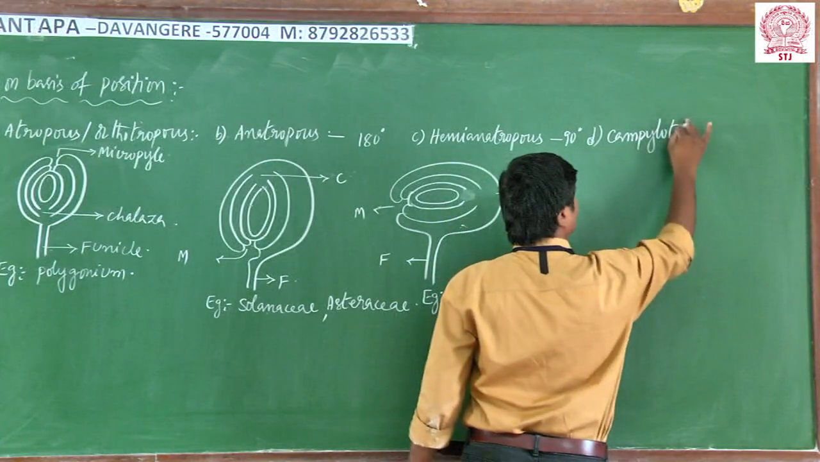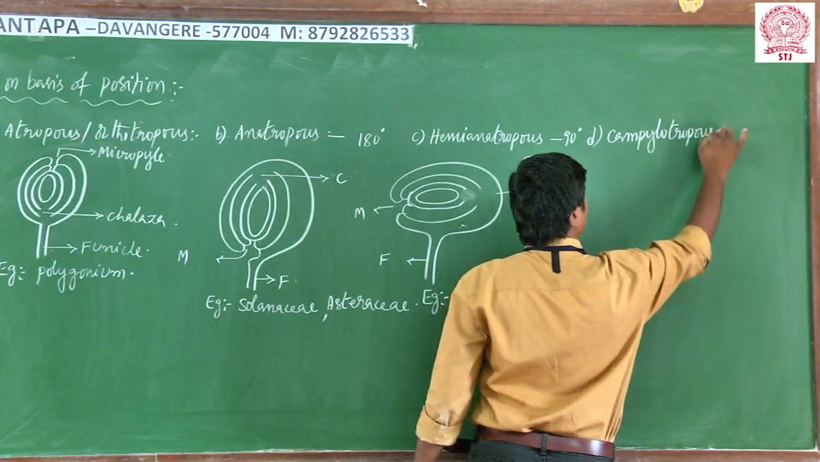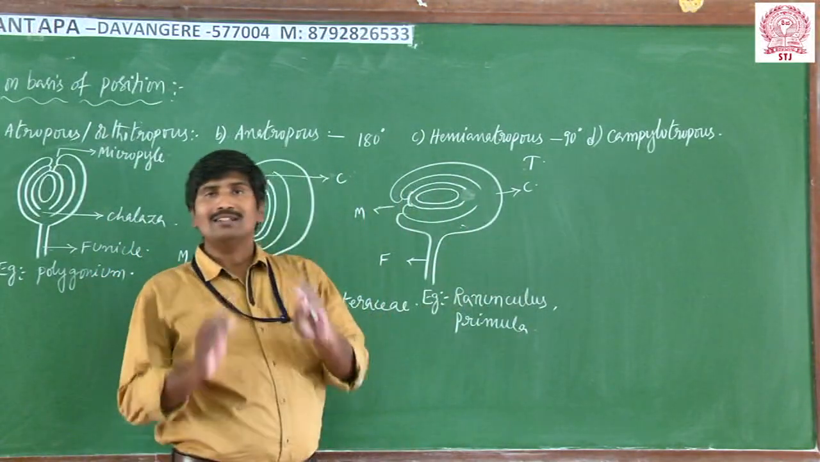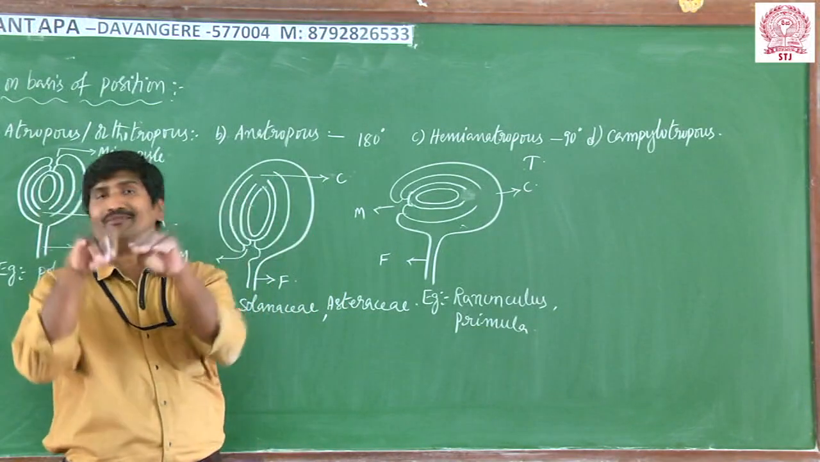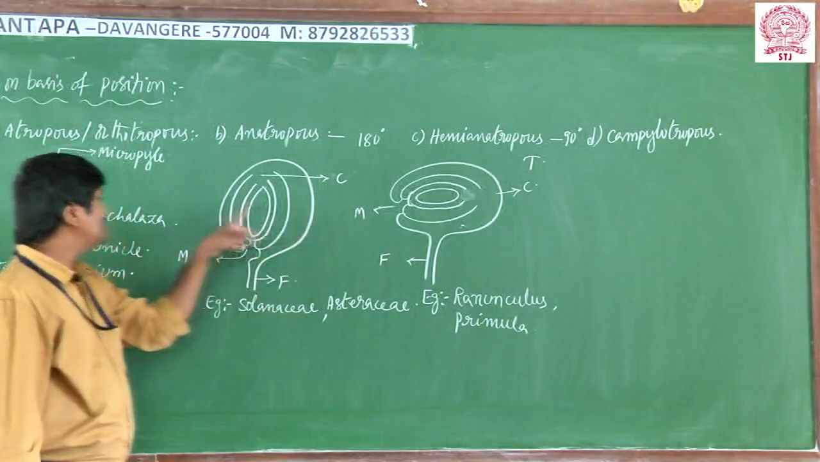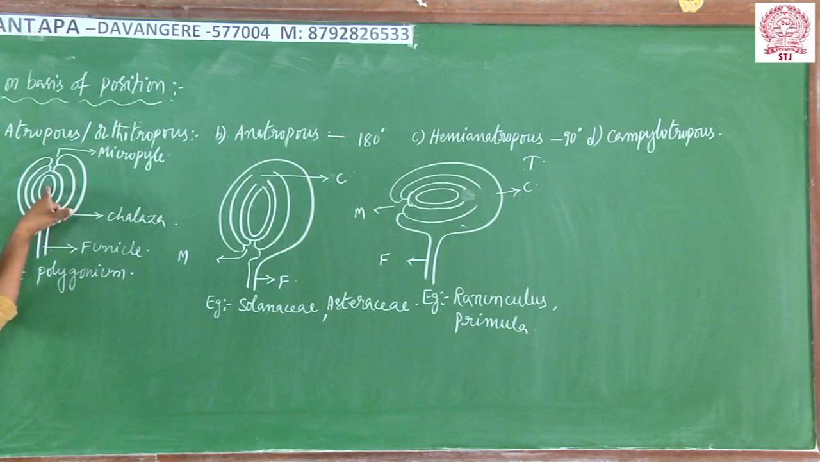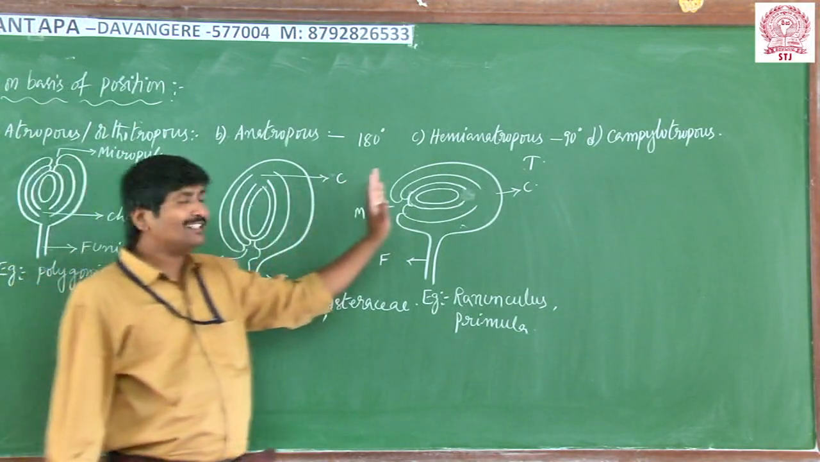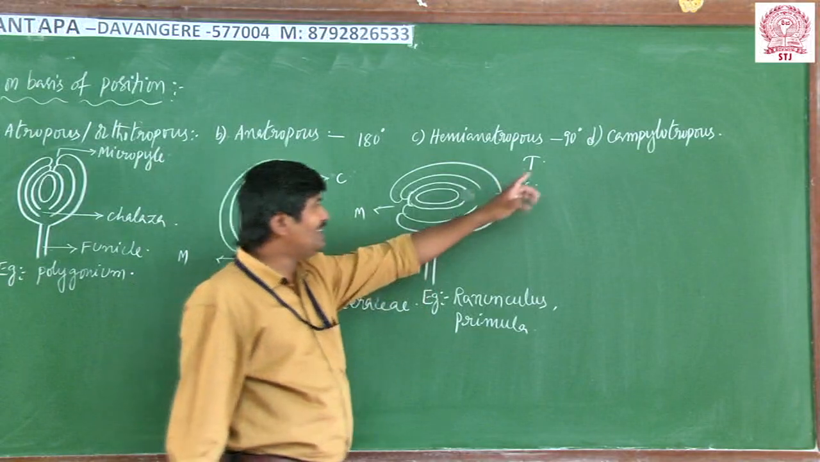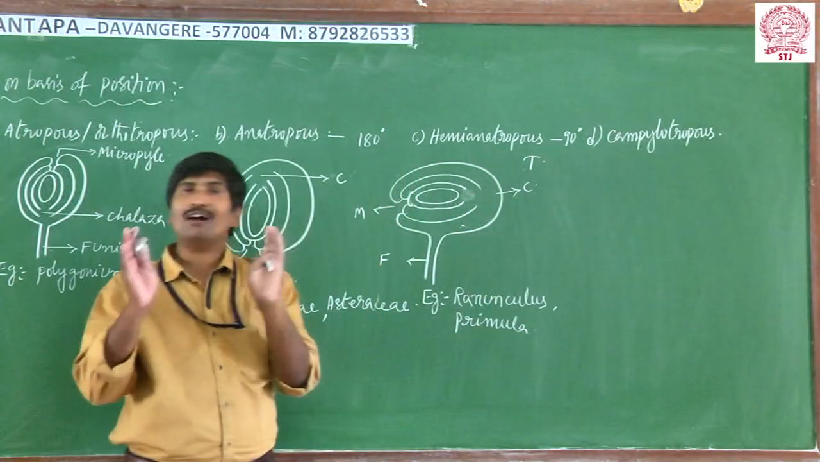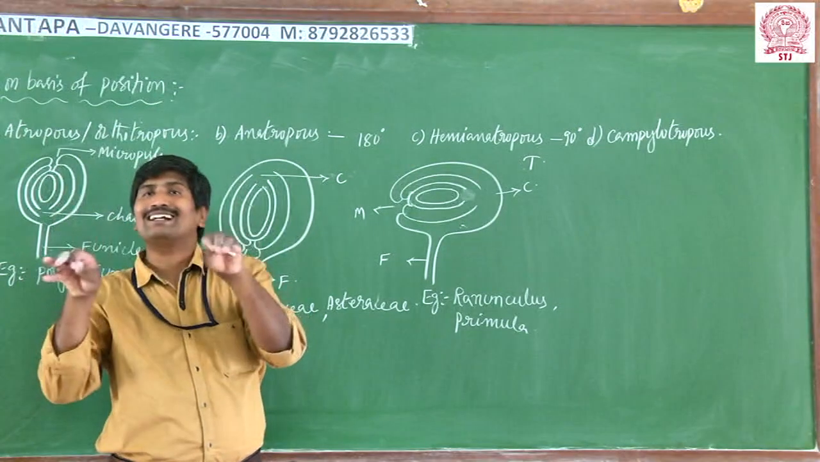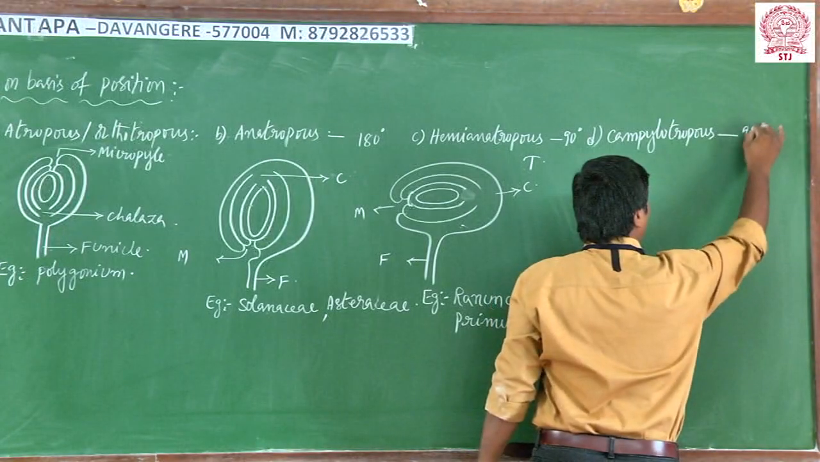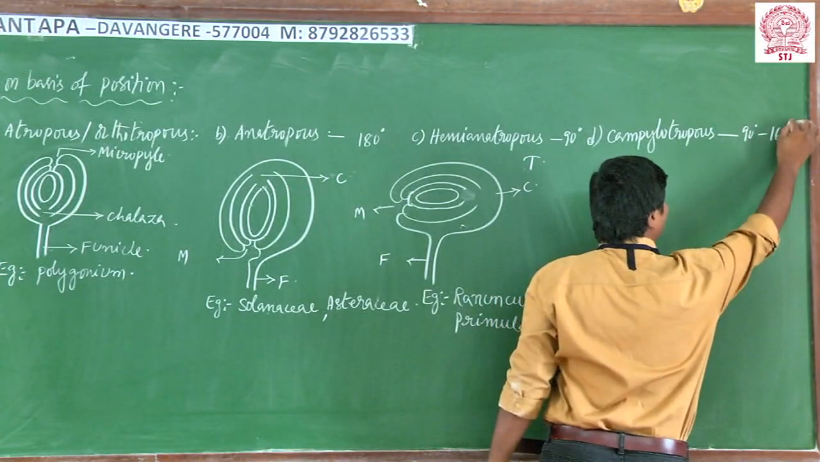Next one, campylotropous ovule. In this campylotropous ovule, the entire ovule body is curved. It is very, very important. Here, the body is not curved, just the position is different. It is a straight ovule, an inverted ovule, a right angle ovule. But here, for the first time, in the campylotropous type, curvature of the ovule body takes place. The curvature of this ovule body is 90 to 160 degrees.